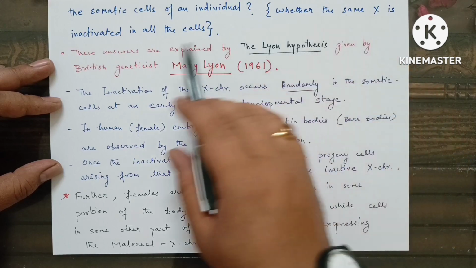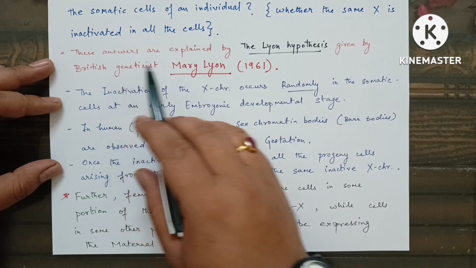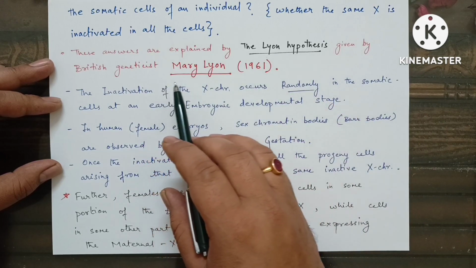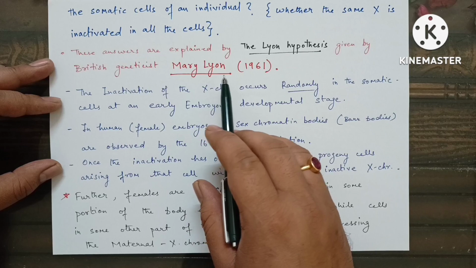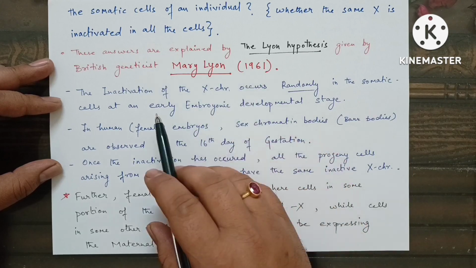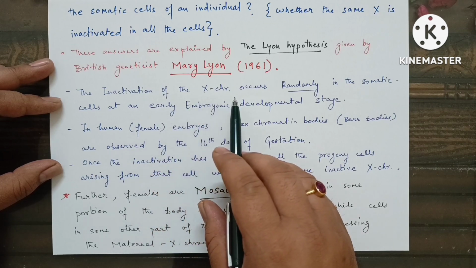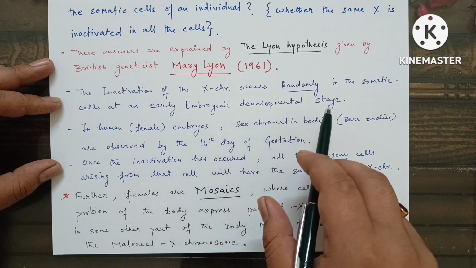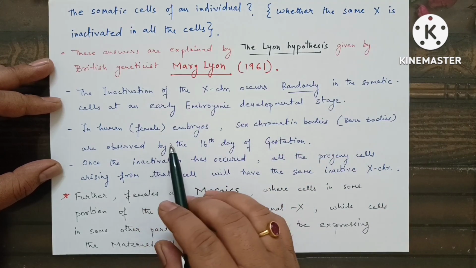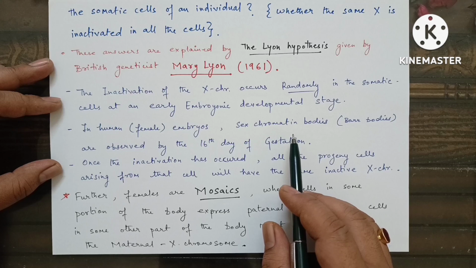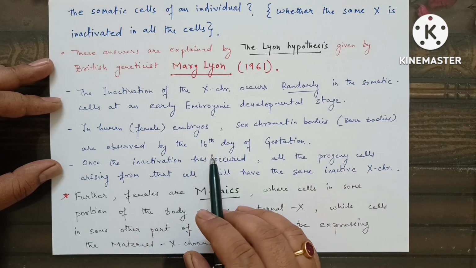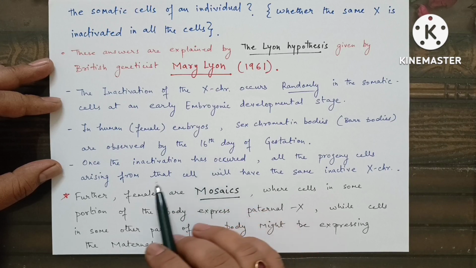Whether the same X is inactivated in all the cells, these answers are explained by the Lyon hypothesis given by British geneticist Mary Lyon in the year 1961. The inactivation of the X chromosome occurs randomly in the somatic cells at an early embryonic developmental stage. In human female embryos, sex chromatin bodies, that is the Barr bodies, are observed by the 16th day of gestation.